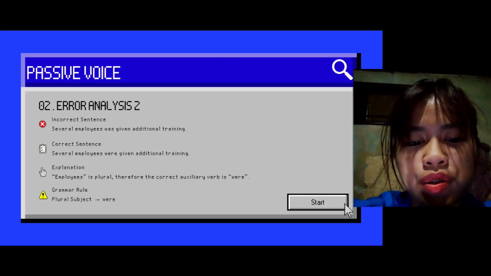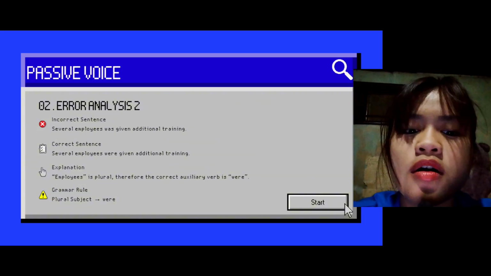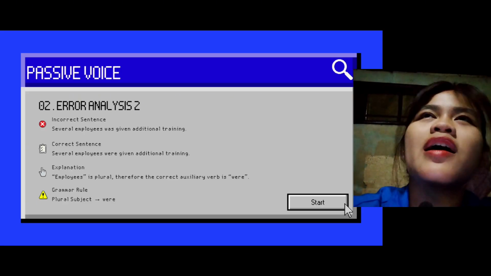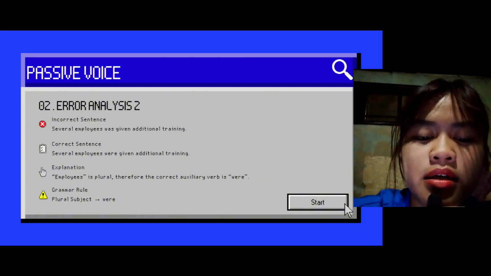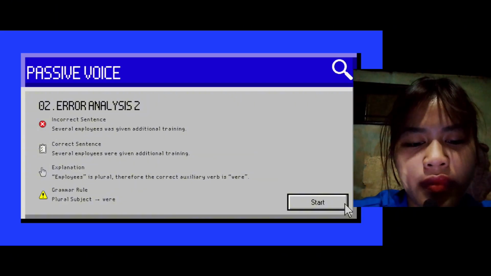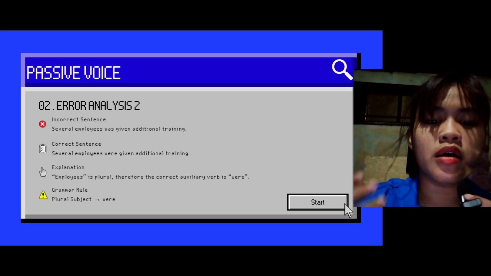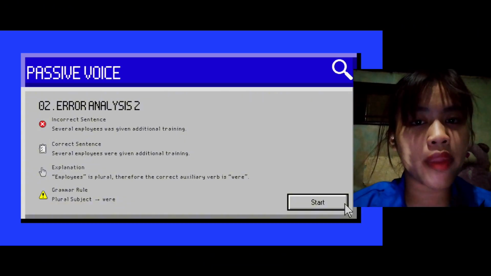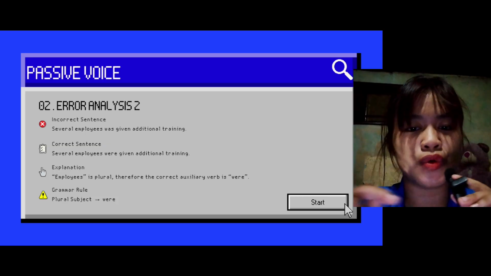Then the second analysis. Incorrect sentence: Several employees was given additional training. And the corrected one is: Several employees were given additional training. Explanation: employees is plural. Therefore, the correct auxiliary verb is were. Grammar rule: plural subject uses were.